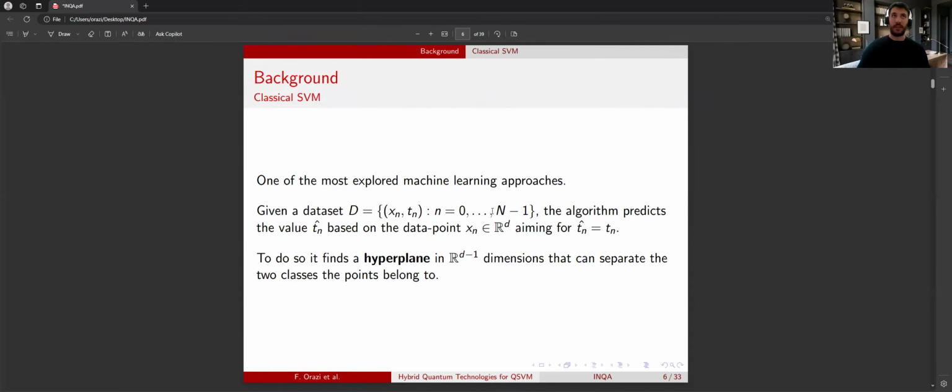As I said, the classical support vector machine is a classification model, meaning that it has data points and associated labels. The data points are in a d dimension, and we are aiming to estimate or find some labels based on the data points that are exactly the ones that they have in the dataset. Support vector machine, to do this, tries to find a hyperplane in d-1 dimension that can separate the data points based on the class they belong to.